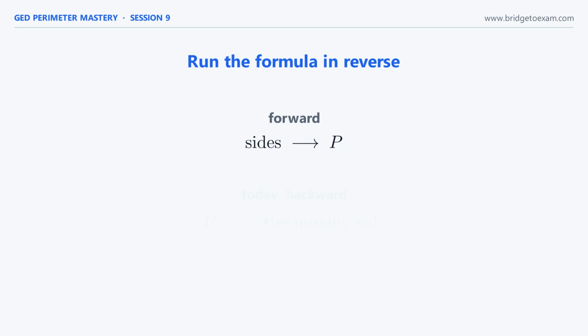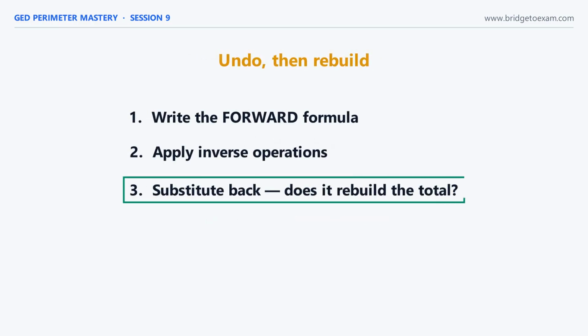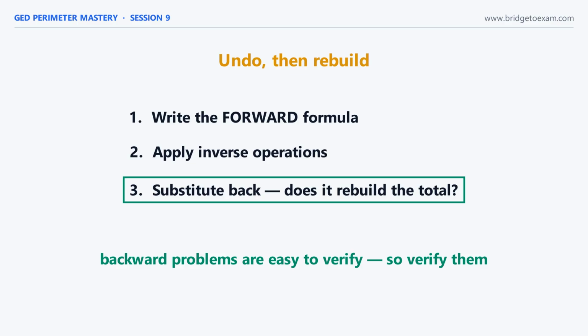Welcome to Session 9 of GED Perimeter Mastery. So far, every question handed you the sides and asked for the boundary. Today, we run it in reverse. They give you the perimeter, and you recover a measurement that's missing. The idea is simple. Undo the operation that built the perimeter.